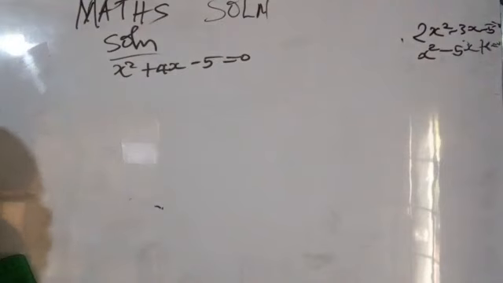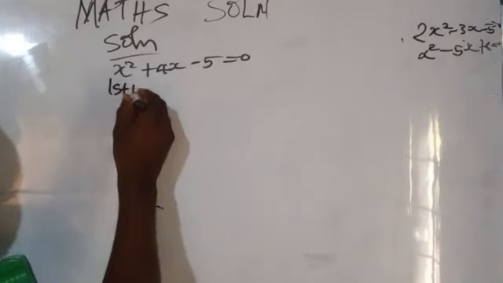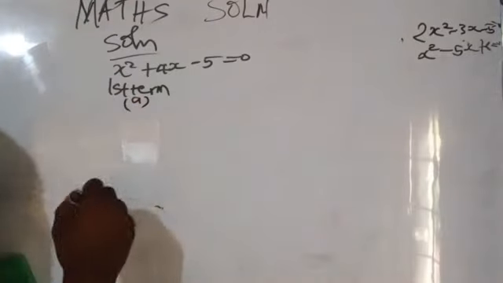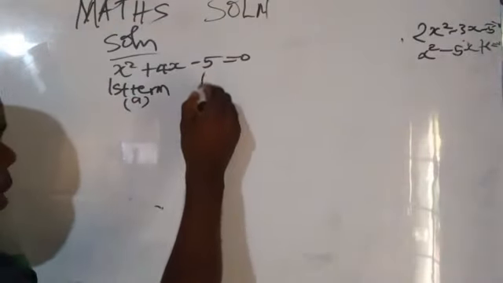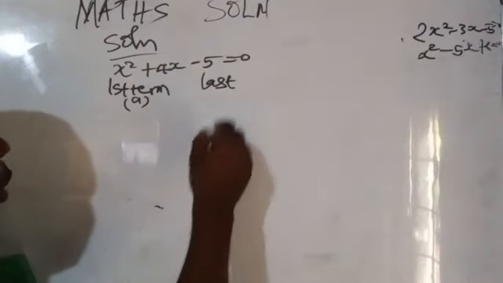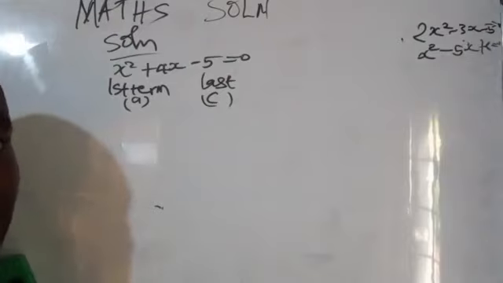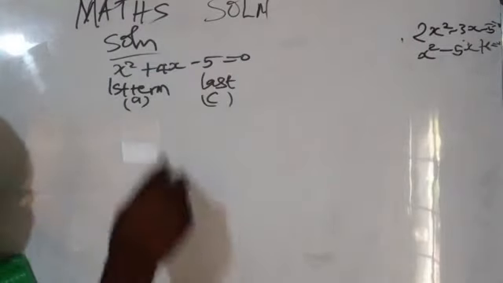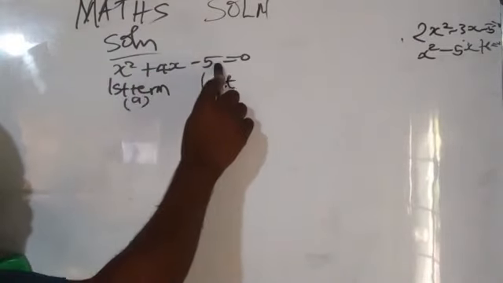Good. Look at what you are going to do. The first thing to do here is to consider the first term and the last term. This is the first term here, which is A. And this is the last term here, which is C. So you consider the first term and the last term, and you have to multiply the two. First term times last term.